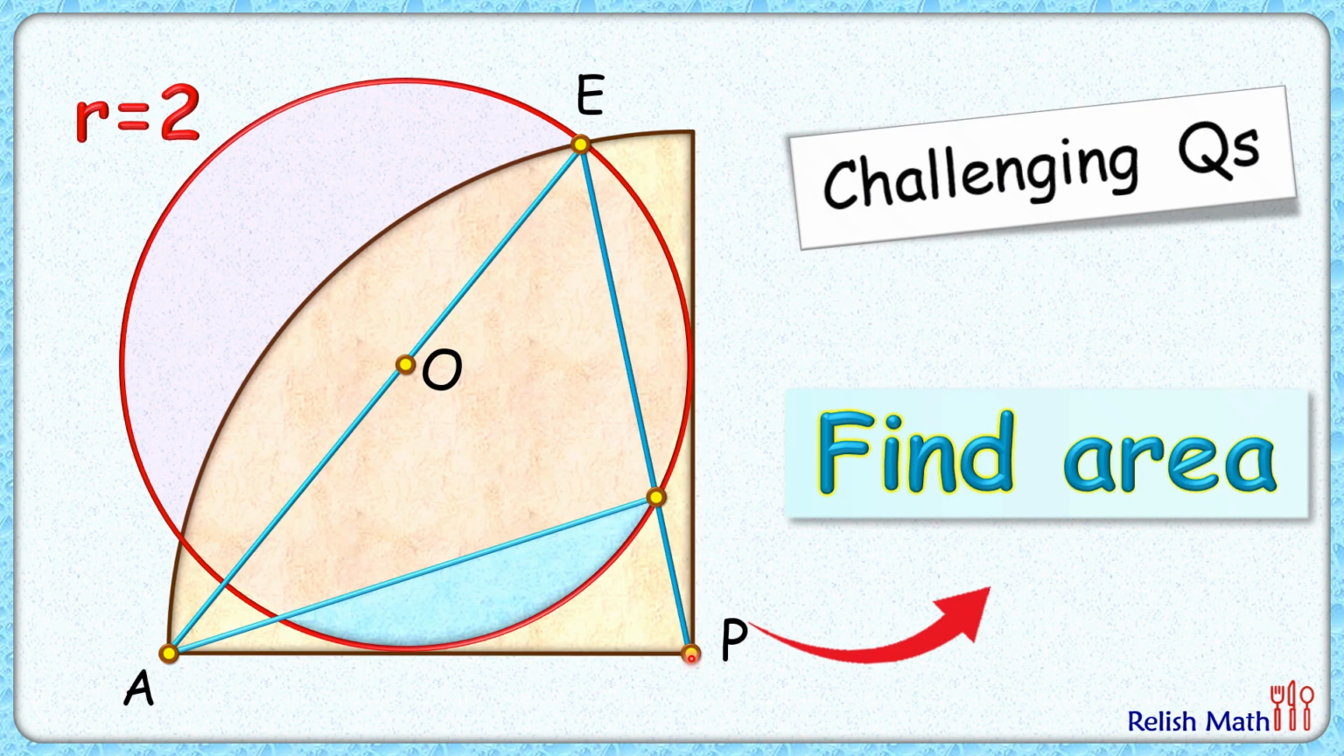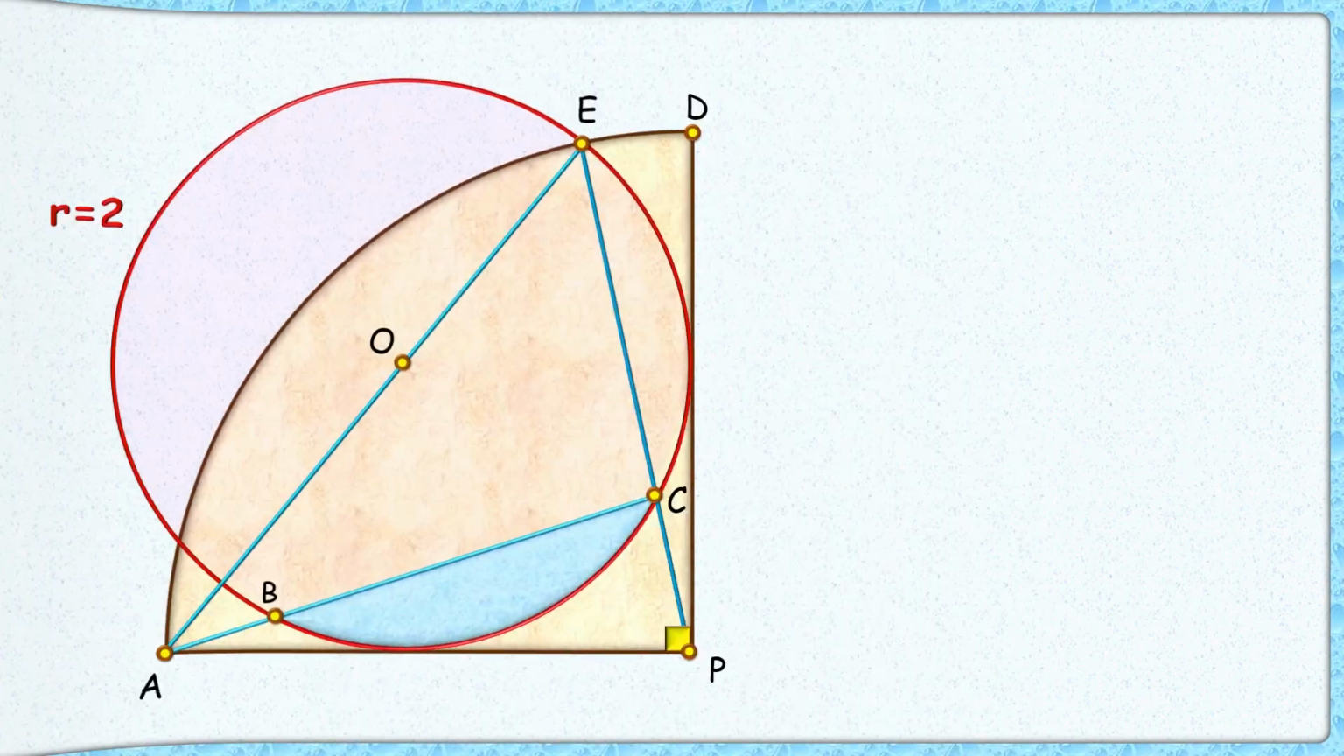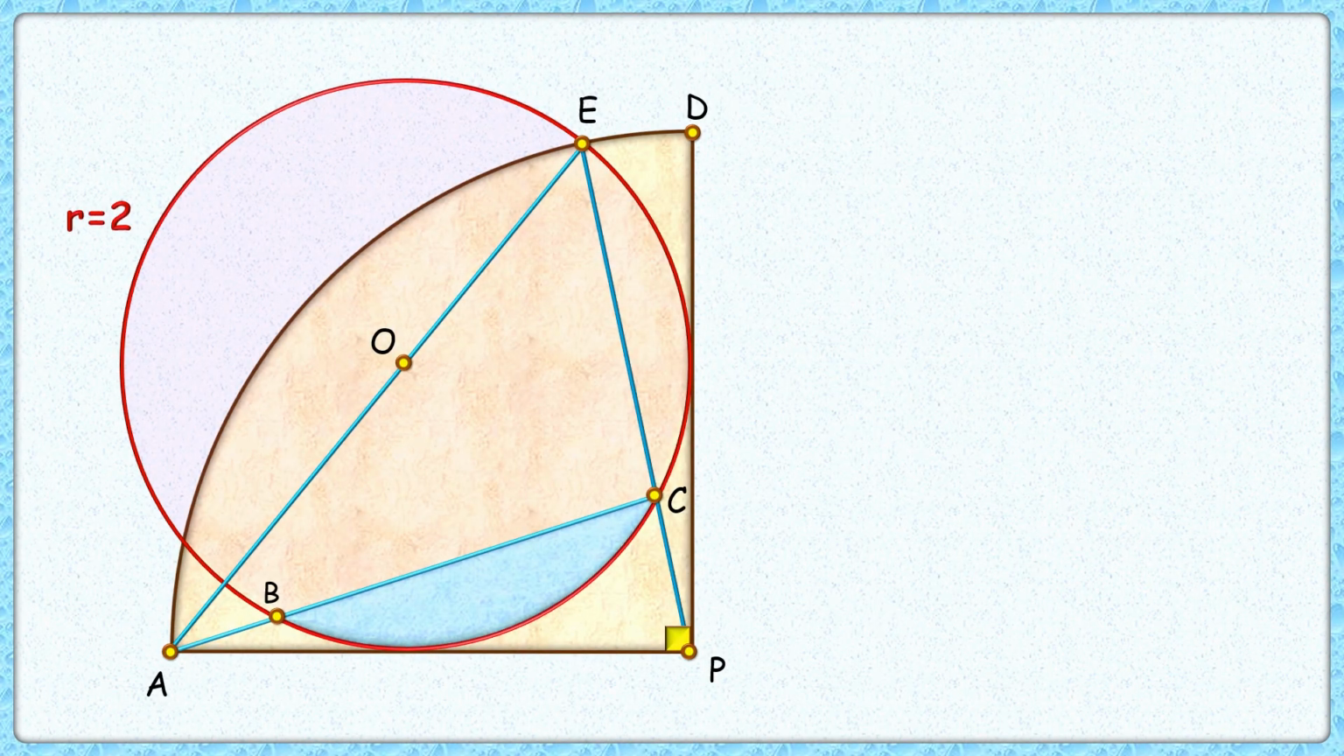Now the second line segment is drawn from this center of the quadrant to this point E here, intersecting at this point here, and the third line segment is drawn from point A to this new point of intersection. The exciting part is, with this limited data, we have to find this blue shaded region here. Let's check this amazing solution.